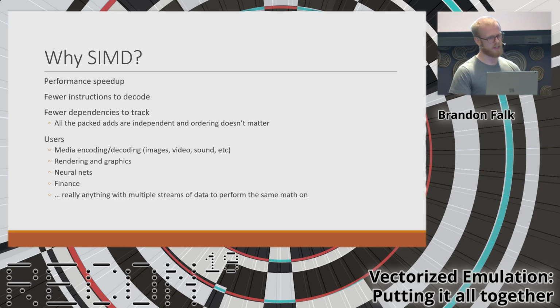The reason this SIMD exists is mostly just for performance. It reduces the number of instructions you have. It makes the dependencies a little easier to track for the processor because it knows that these are inherently independent pieces of data. And the people who use it are in media, rendering, graphics, all these different things.